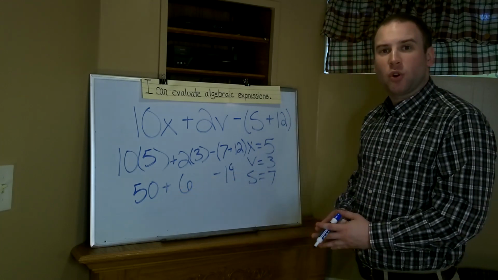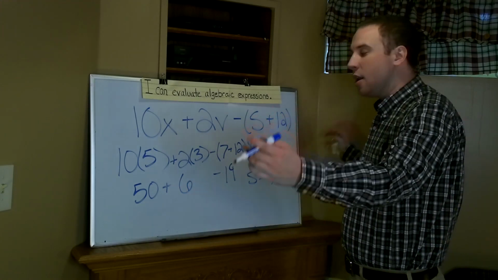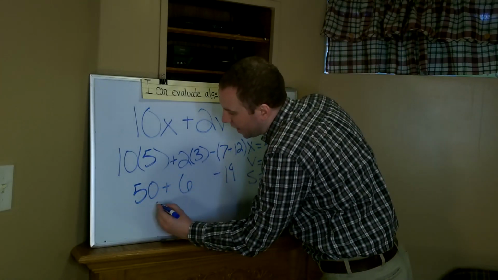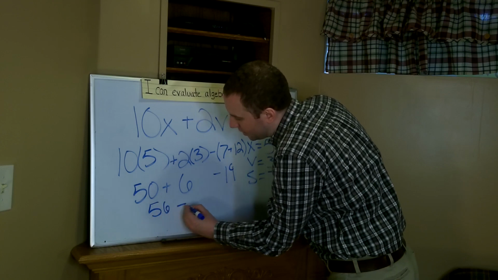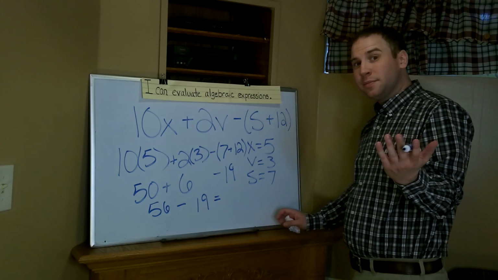Because we have addition and subtraction left over in our bottom problem here, we're going to go left to right. So 50 plus 6 will give me 56. And 56 minus 19 is what?